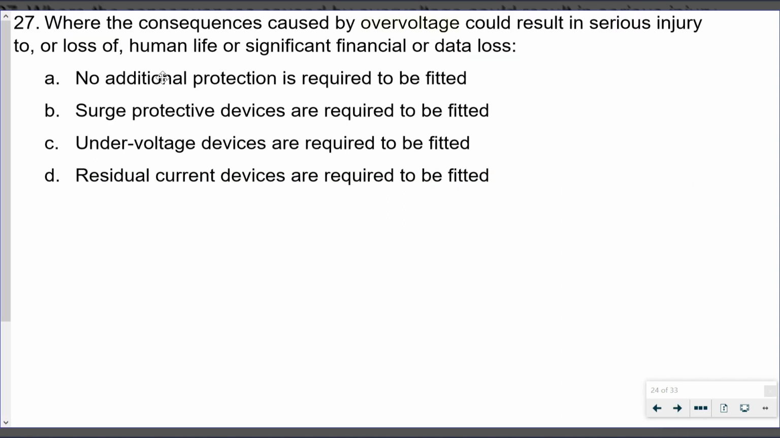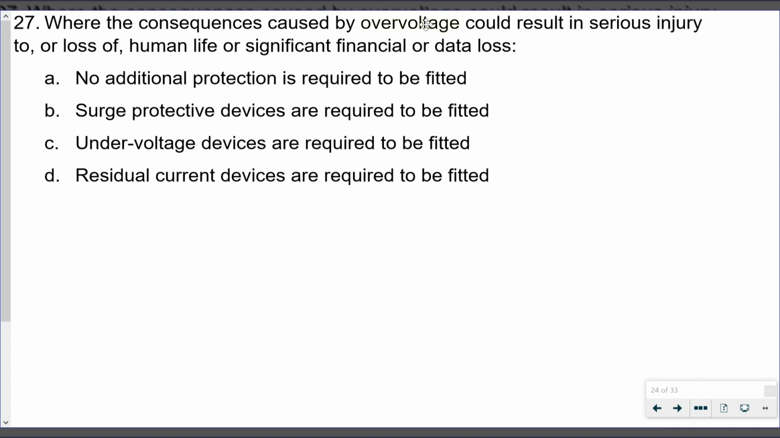Question 27. Where the consequences caused by overvoltage could result in serious injury to or loss of human life, or significant financial data loss, and then it gives us a list of options. It says no additional protection is required to be fitted. Such protective devices are required to be fitted. Under voltage devices are required to be fitted, and residual current devices are required to be fitted.